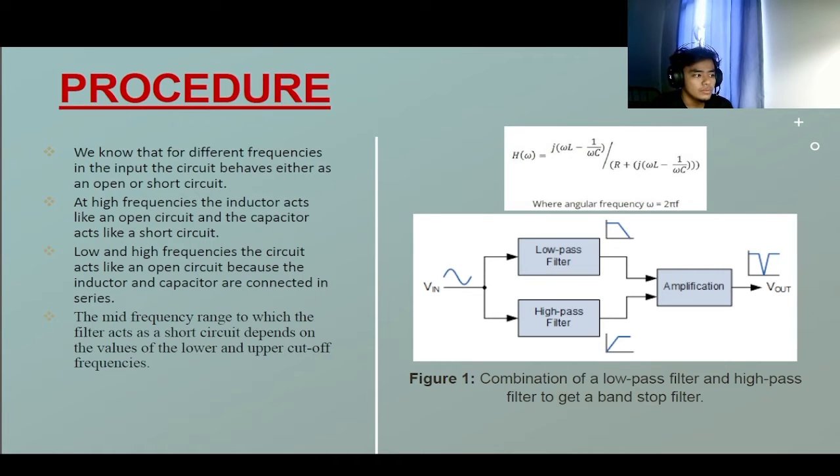For the procedure, we know that for different frequencies in the input, the circuit behaves either as an open or short circuit. At high frequency, the inductor acts like an open circuit and the capacitor acts like a short circuit. At low and high frequency, the circuit acts like an open circuit because the inductor and capacitor are connected in series. The mid-frequency range at which the filter acts as a short circuit depends on the value of the lower and upper cut-off frequency. We can see that this is a formula to find the frequency omega.